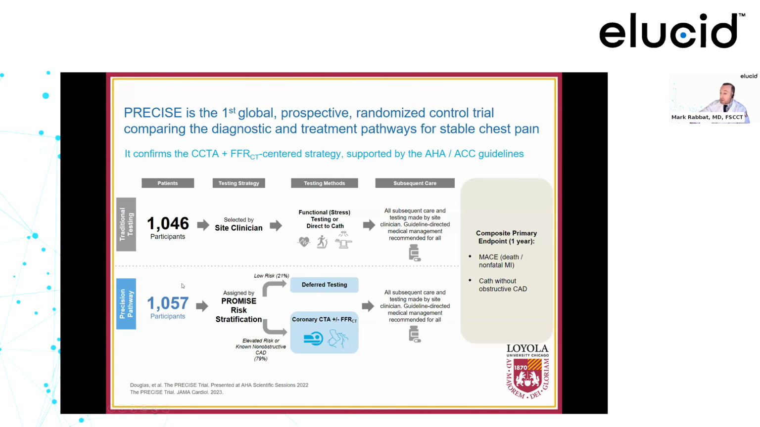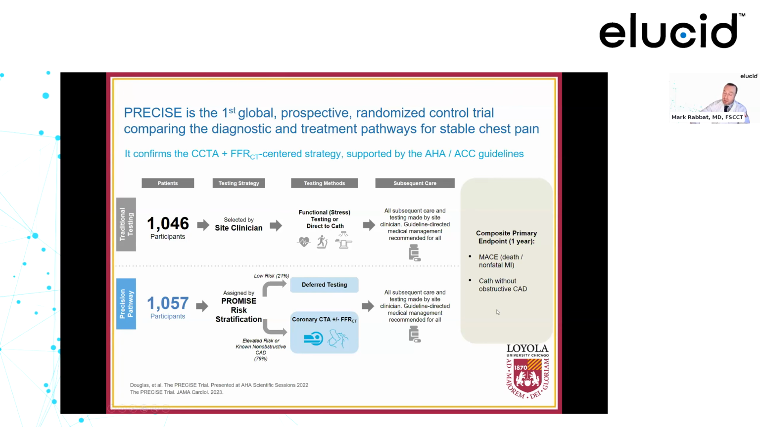Now, for the 1,057 participants who underwent the precision pathway, if they were deemed low risk, as assigned by the PROMISE risk score, they deferred testing altogether, which is quite unique to this clinical trial. And if they were intermediate or high risk, they underwent a CCTA. And if the CCTA was positive and FFRct was indicated, then they underwent FFRct. And again, all subsequent care and testing was made by the site clinician, and guideline-directed medical therapy was recommended for all.